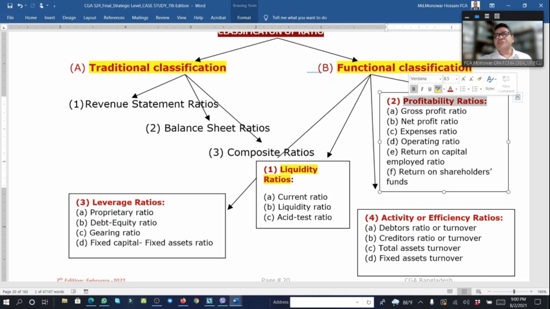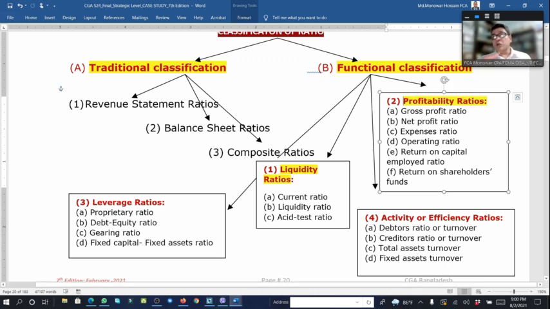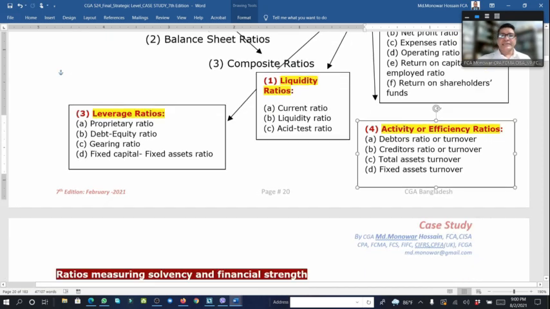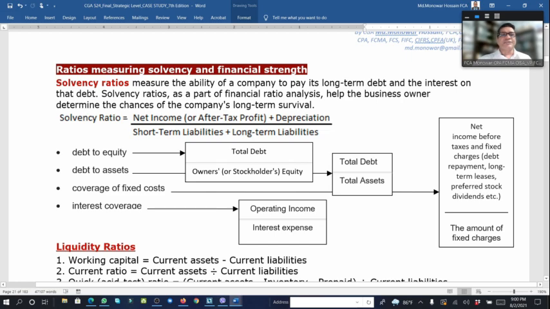Different types of profitability ratio are where we have to calculate gross profit ratio, net profit ratio, expense ratio, operating ratio, return on capital employed ratio, return on shareholders' fund. Also leverage ratio. Different types of leverage ratio, that means proprietary ratio, debt equity ratio, gearing ratio, fixed asset ratio. Sometimes we have to calculate the activity efficiency ratio: debtors turnover ratio, creditors turnover, total asset turnover, fixed asset turnover. So that type of calculation we can calculate in different ways.